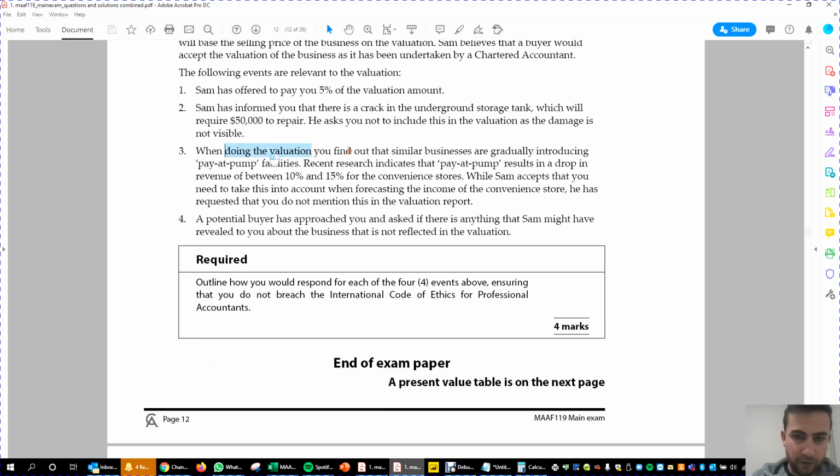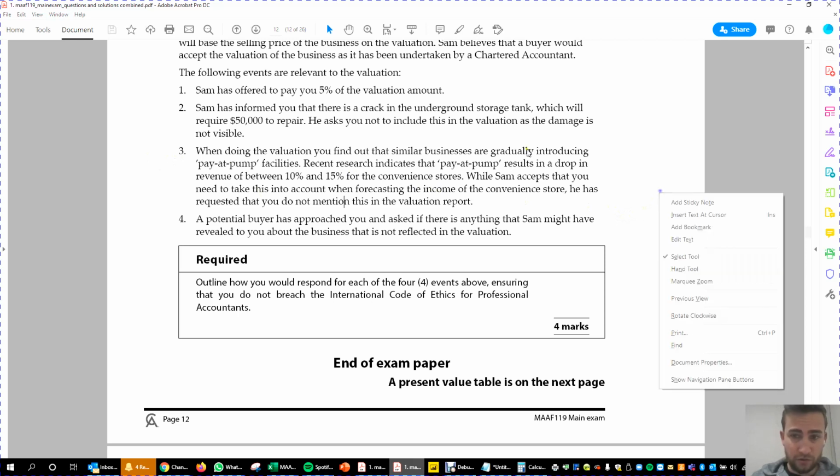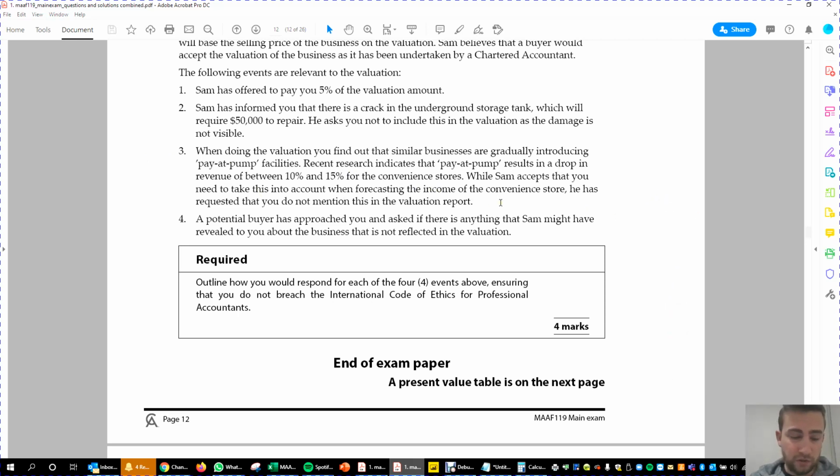So number 3, when we're doing the valuation, recent research indicates that the pay at the pump, which is being rolled out, drops revenue of convenience stores associated with it by between 10 and 15%. So Sam, the seller, accepts that we need to take this into account when forecasting the income of the convenience store. He's requested we don't mention this in the valuation report. So it is important that we disclose all material assumptions in our valuation report.